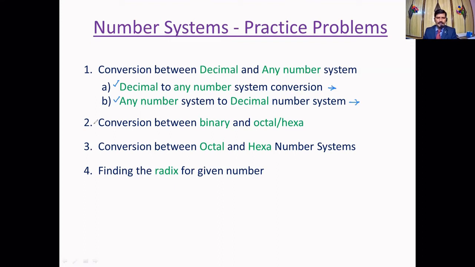In the second point, conversion between binary and octal or hexa: if you consider octal, we need to consider 3 bits, and for hexa, 4 bits. That point we need to remember. For conversion between octal and hexa, first we convert into binary, then convert into hexa using 4 bits, or into octal using 3 bits, and vice versa. Hexa to octal is 4 bits and 3 bits.